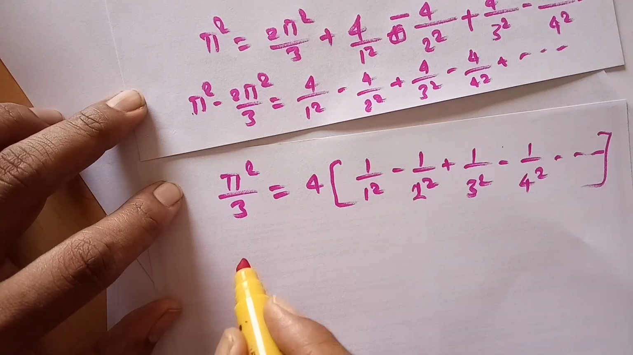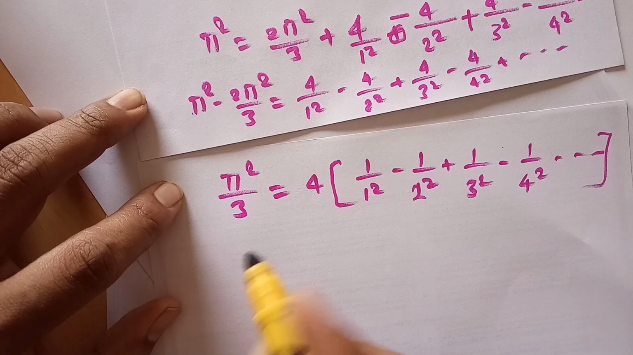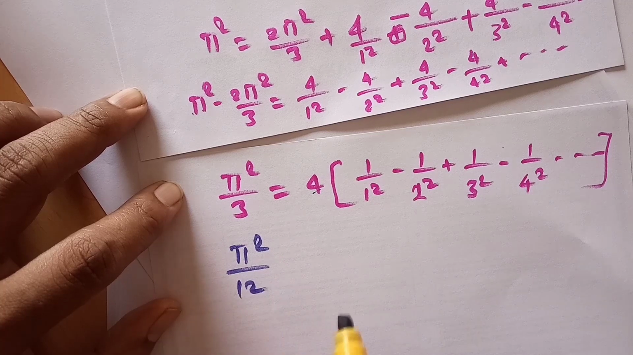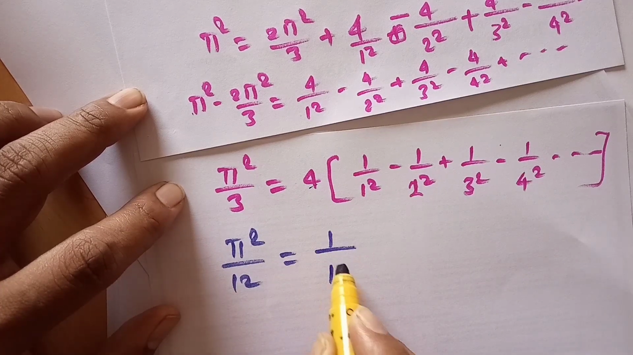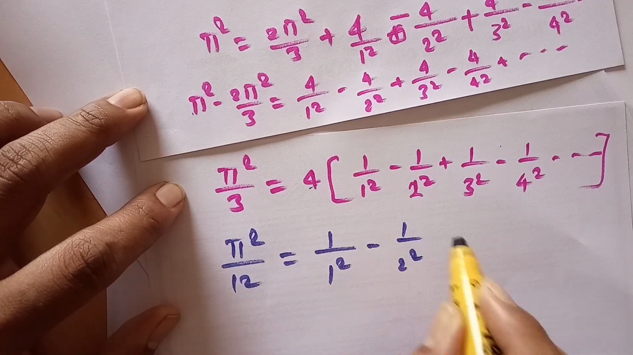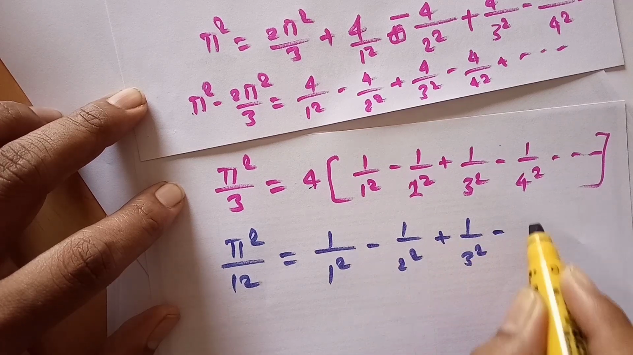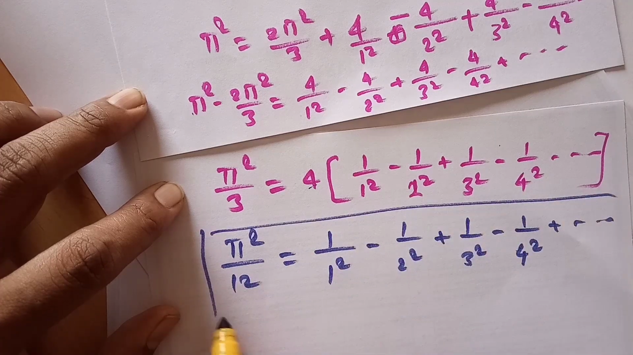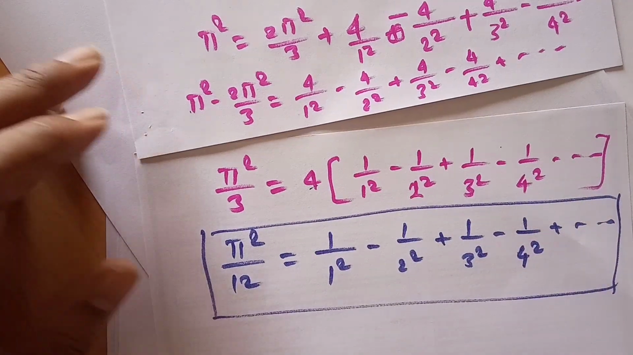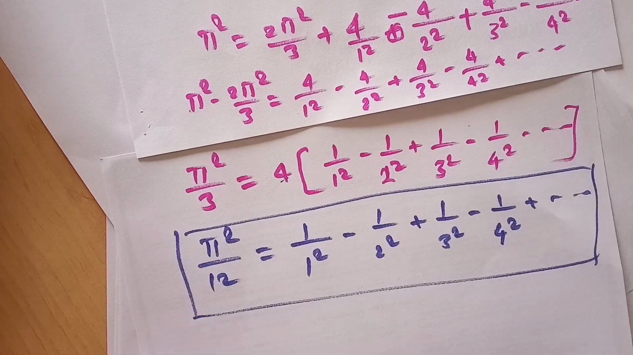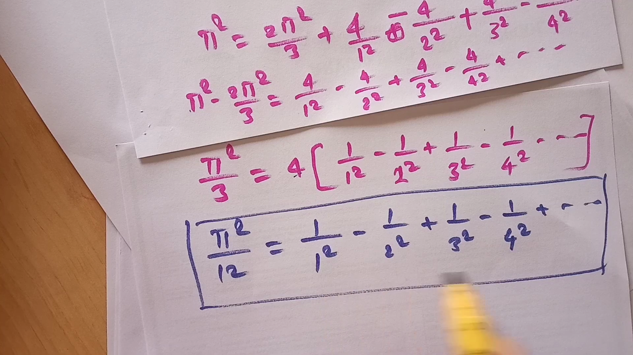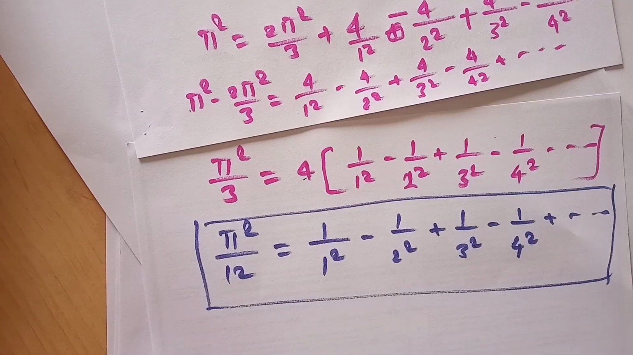I will take 4 to this side, and we are getting here 4 I am taking to this side. That means we will get pi square divided by 12 is equal to 1 divided by 1 square minus 1 divided by 2 square plus 1 divided by 3 square minus 1 divided by 4 square and so on. Now this is the interesting series we are getting here. This is pi square divided by 12. Pi square is an irrational number. We can write it in series form, and this is a result of the Fourier series expansion.